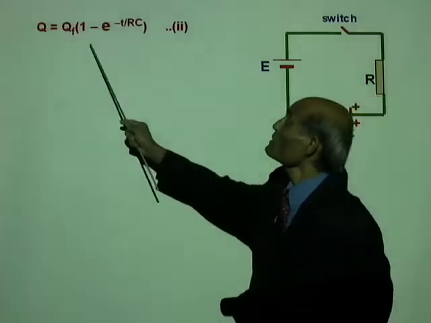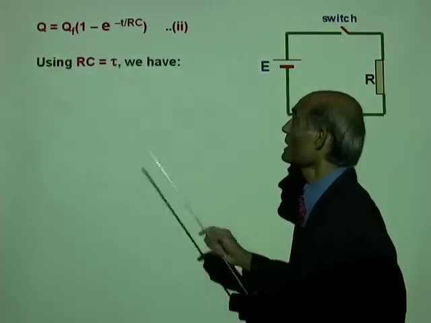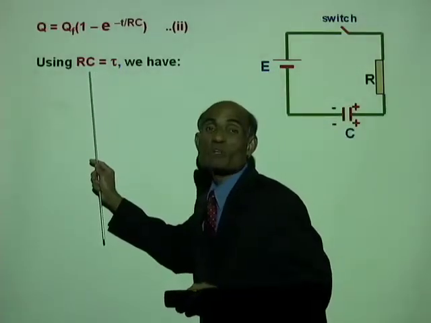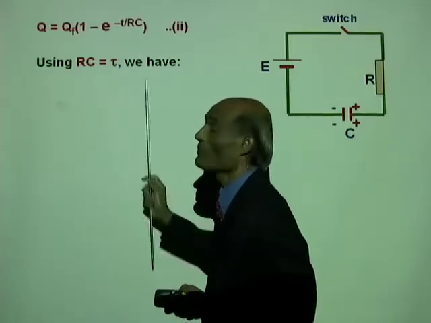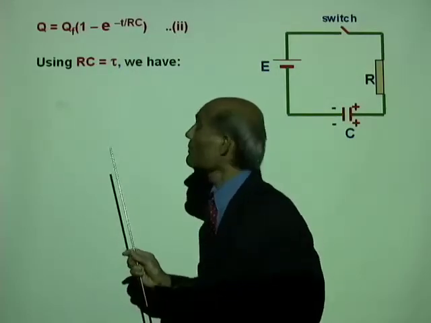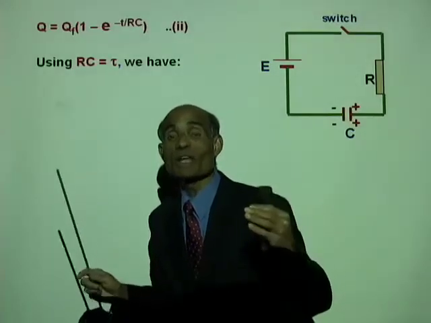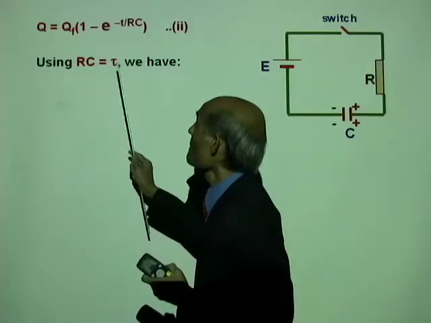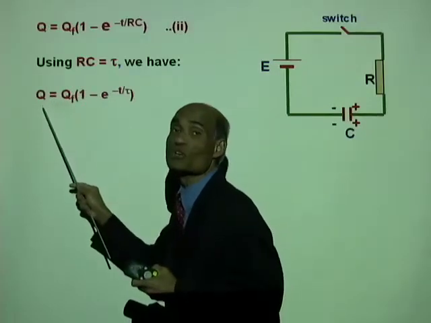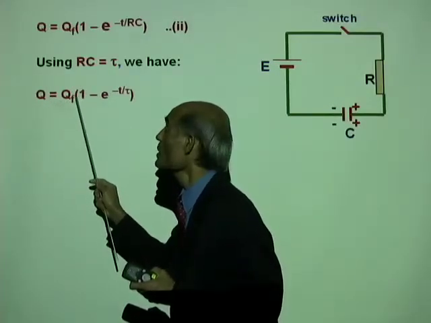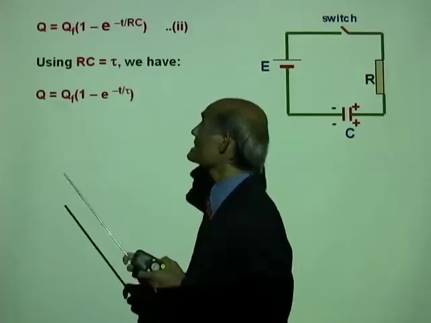Well, that is the equation for charge as the capacitor gets charged. Now, I'm going to do a little manipulation here. I'm going to say let RC equal tau. We actually discussed this in connection with Newton's law of cooling, a very similar situation. When RC equals tau, this equation can be written as Q equals QF times 1 minus e to the power negative t over tau.